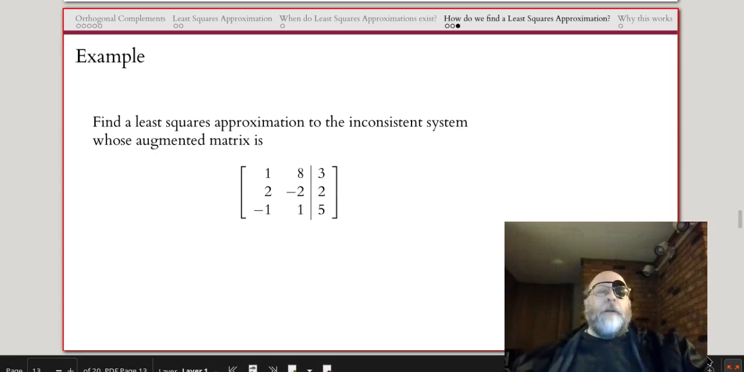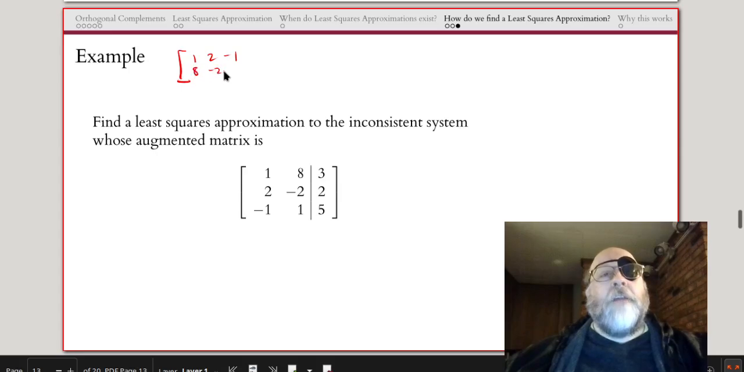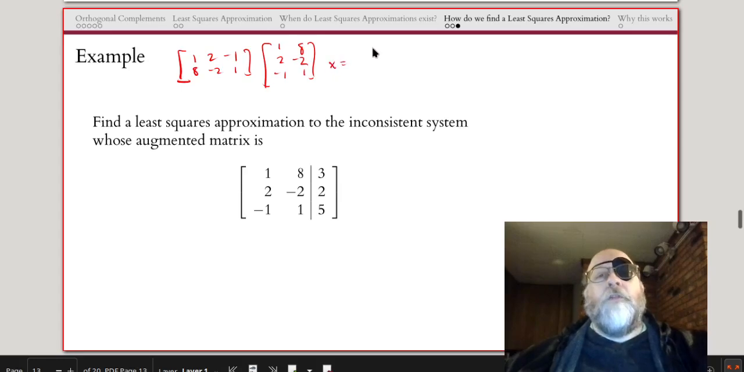Let's try another one. Try the least squares approximation to this system. So what we're going to do is multiply both sides by A transpose. So on the left side, we're going to have [1 2 -1; 8 -2 1] times [1 8; 2 -2; -1 1] times x is equal to [1 2 -1; 8 -2 1] times [3; 2; 5].